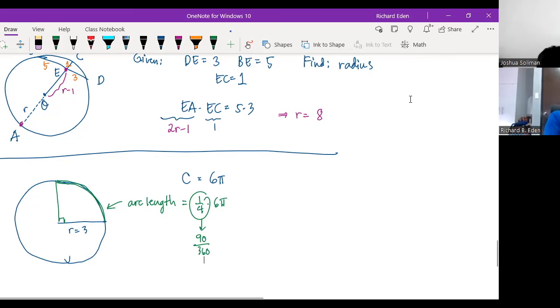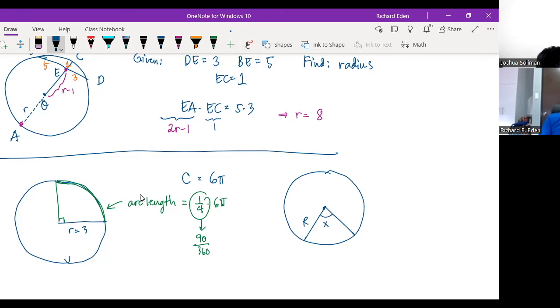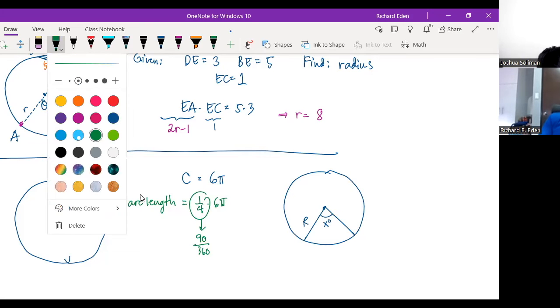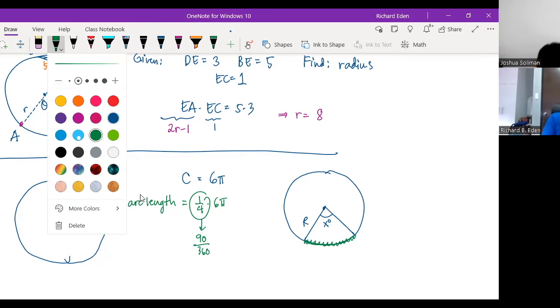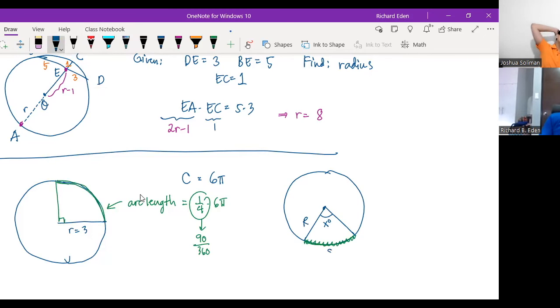So what this tells us is that if you have, for instance, a circle with a radius big R in general, so the radius is big R. And then consider the following central angle, and suppose the measurement of the central angle is x degrees. Now let's look at the corresponding arc which corresponds to this central angle. That's going to be a particular fraction of the circumference. So let's call this small s.